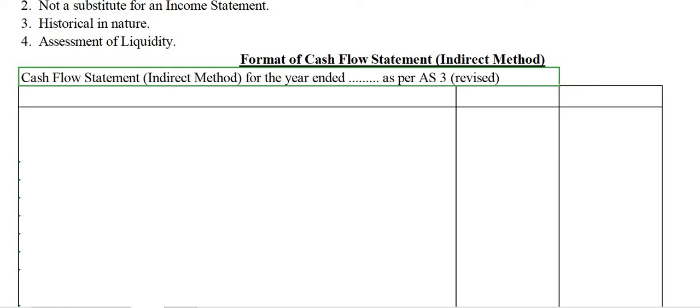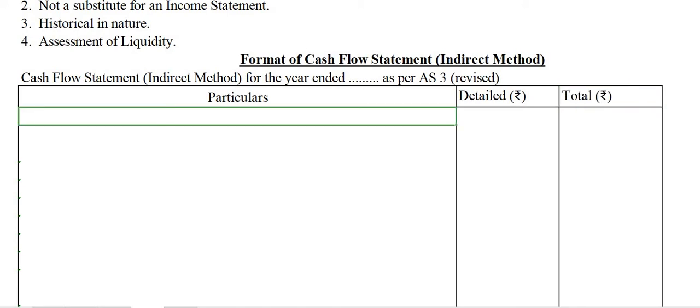So we have to write the heading: Cash Flow Statement, and in brackets you can write Indirect Method, for the year ended, and the date, for example 31st March 2020, or some date as per the question. Then after that you can write as per Accounting Standard 3 revised. So this is the complete heading of the cash flow statement. After that we can give column headings, detailed amount, that means each individual item's amount will be mentioned, and total amount will be mentioned.